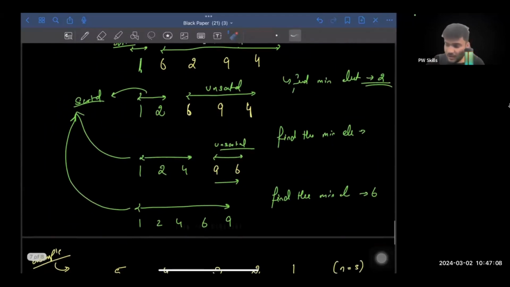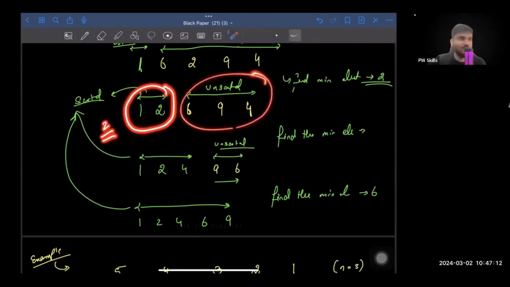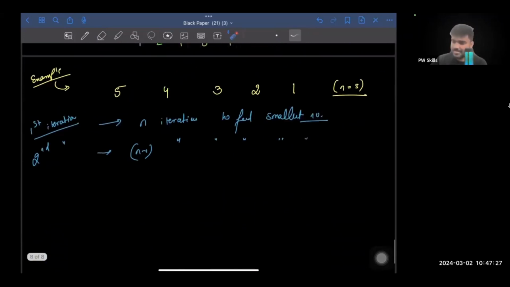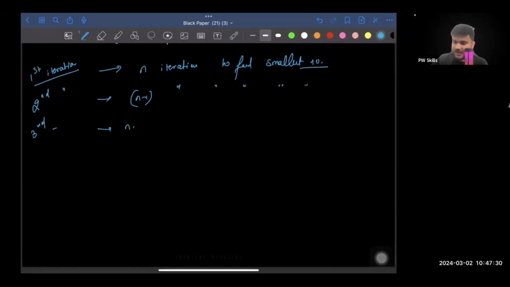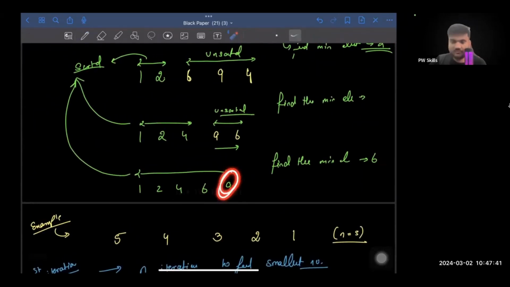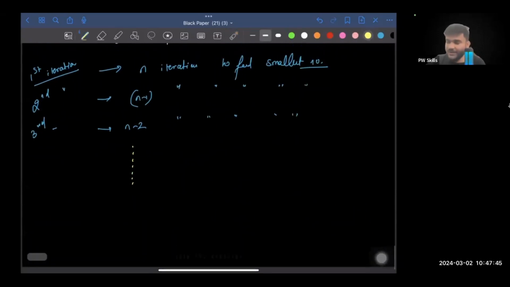Then your sorted region becomes of size 2, and the unsorted region becomes of size n minus 2. Among the n minus 2 numbers, how many iterations do you need to find the smallest number? N minus 2 iterations. So in the third iteration, you need n minus 2 iterations, and so on. You will do this until you have one number left. So how many iterations in total did we do?